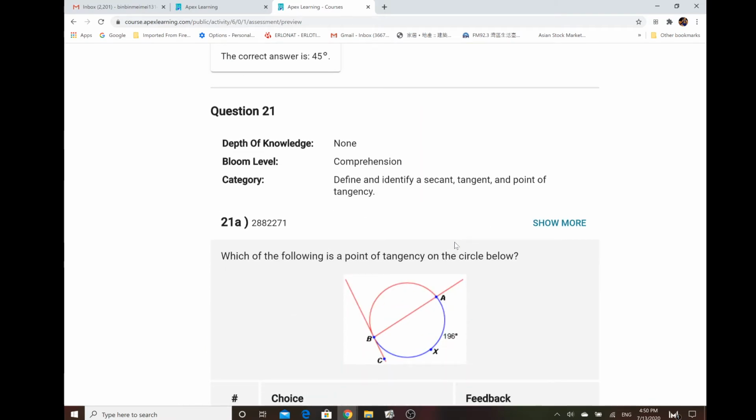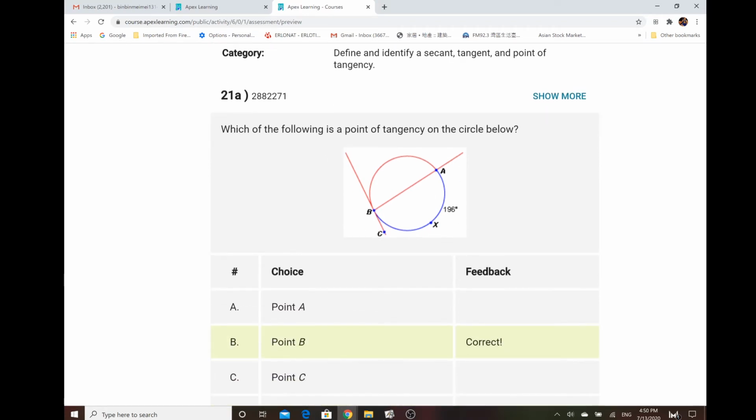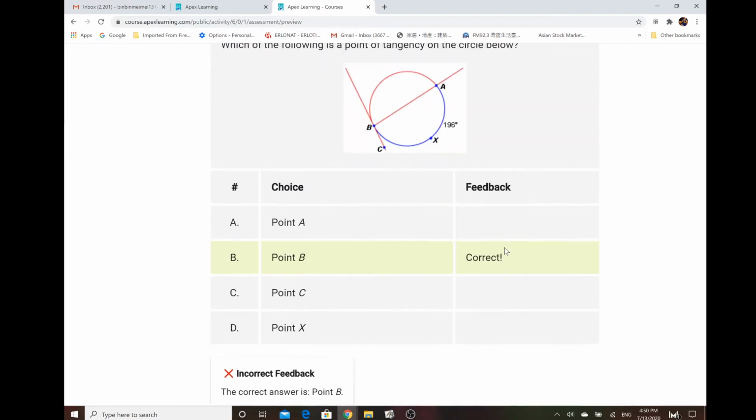And now let's talk about the tangent angle. Which one of the following is a point of tangency on the circle below? Anytime that I see a line going through the circle at one point, at that point it's called a tangent point or the point of tangency. So point B is the point of tangency. It doesn't go through the circle, it just touches the circle at one point. So if you see the line barely touching the circle at one point, that's called the point of tangency.